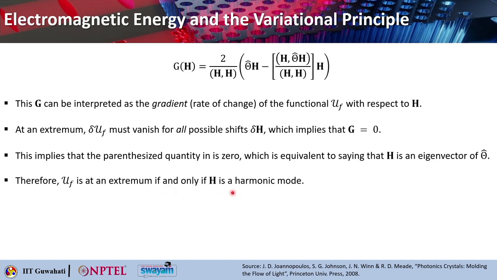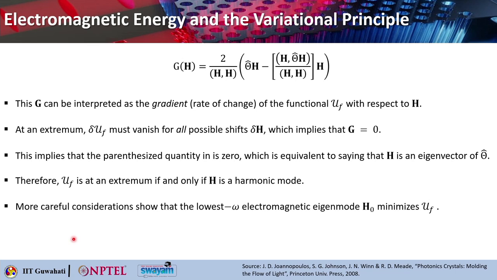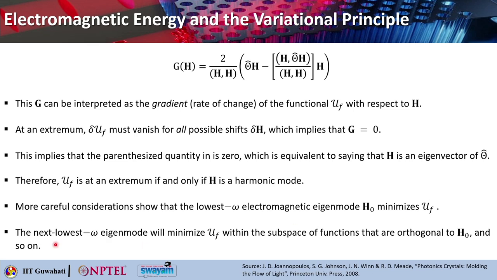a harmonic mode. So, more careful considerations will show us that the lowest frequency electromagnetic eigenmode H naught minimizes the energy functional UF. The next lowest energy, omega, eigenmode will minimize UF within the subspace of functions that are orthogonal to H naught, and so on. So, the next one will be orthogonal to this particular mode profile.